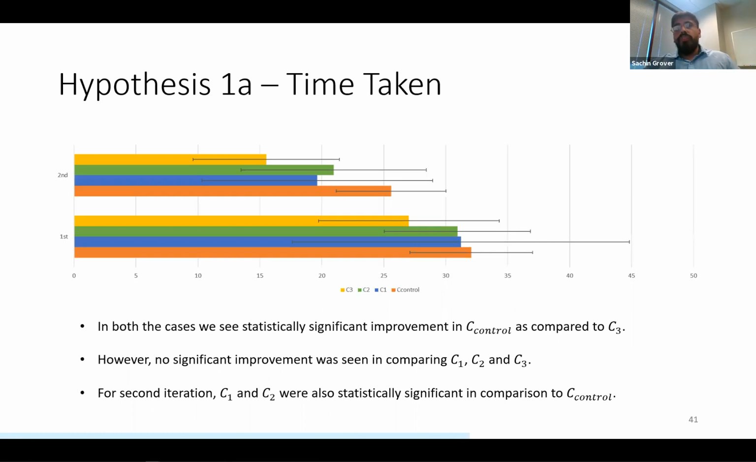So I'll quickly walk you through the results now. On the vertical axis, I have the 2 iterations, and on the right axis, I have the time taken by the students. We found that for the first iteration, only condition 3 had statistically significant improvement over control, whereas there wasn't any significant improvement for conditions 1 and 2. However, for the second iteration, even C1 and C2 had statistically significant improvement compared to control. But there was again no comparative result between the two.